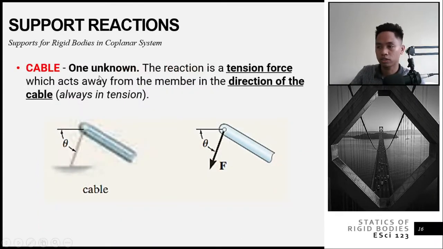These are the different support reactions that are commonly used in our discussion. First is the cable, which I guess I introduced before. Your cable has only one unknown, so the reaction is a tension force. And we all know that tension always acts away from the member, in the direction of the cable. So if this is your cable and this is your member, it will point away from the member. So it is just one unknown.